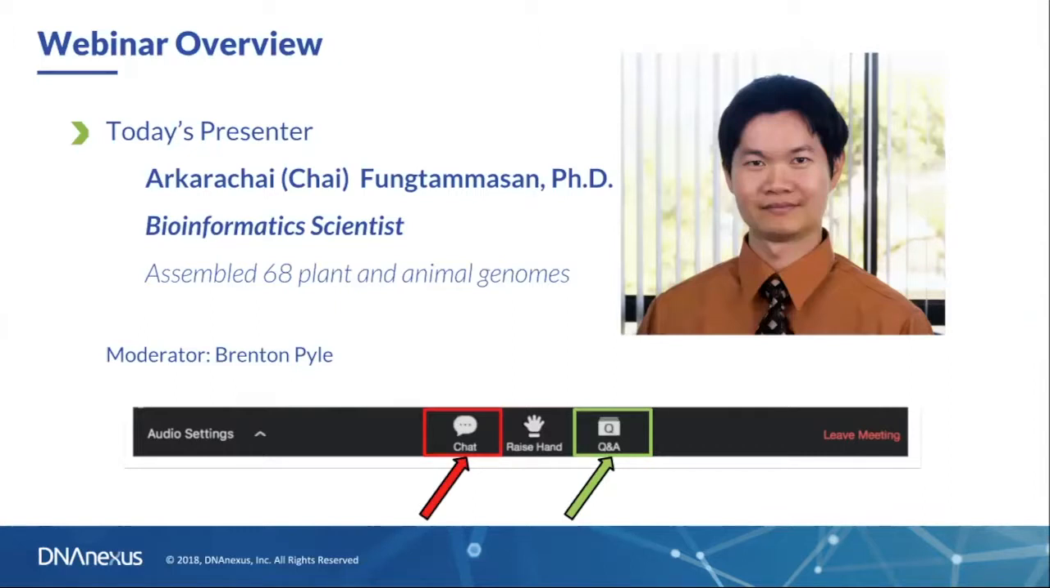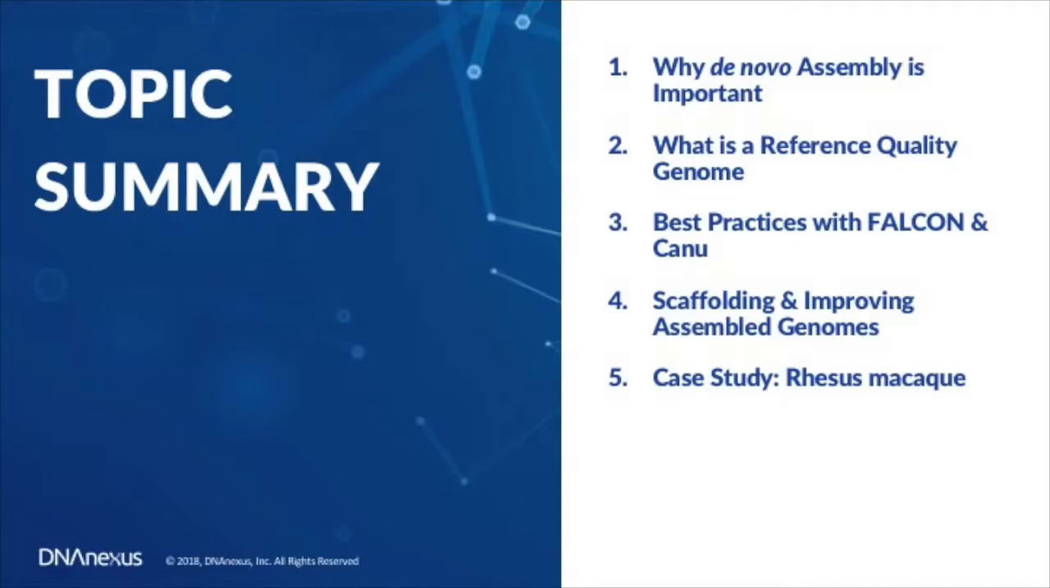So throughout this work, I accumulated a lot of knowledge and experience, and developed these best practices that I want to share with all of you today. Hopefully, you find this enjoyable and beneficial. The topics today will include why we assemble genomes, why it is important, and what the definition of a reference quality genome is. The best practice in doing genome assembly for long-read technology using FALCON and Canu. The scaffolding to improve the assembled genome. And our case study in macaque.